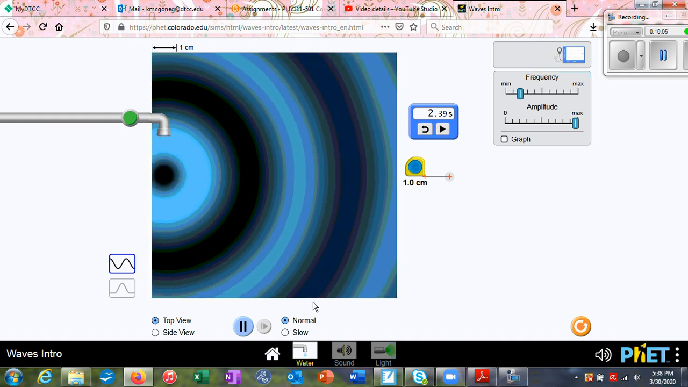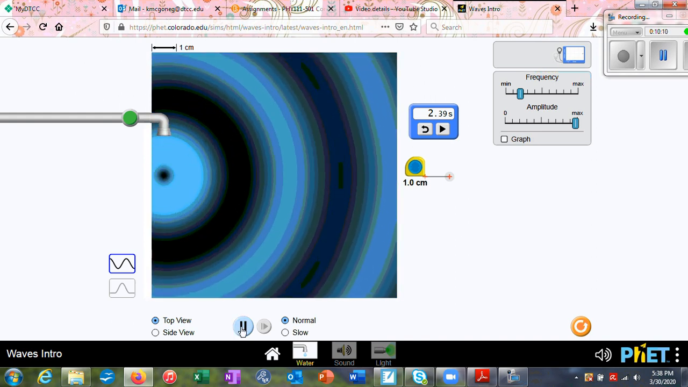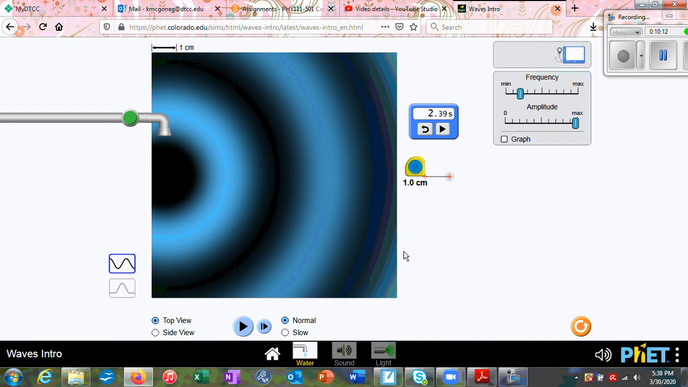The other thing you're going to do is measure the wavelength. To do that, like I told you before, you're going to have to pause this. So pause. Remember, wavelength is crest to crest.